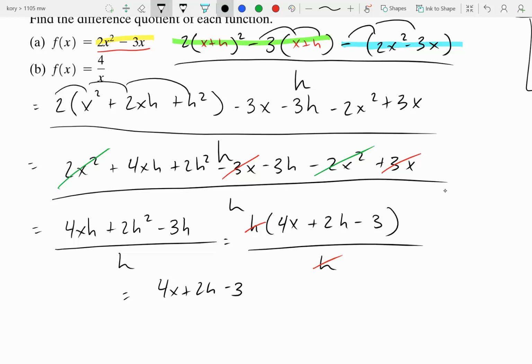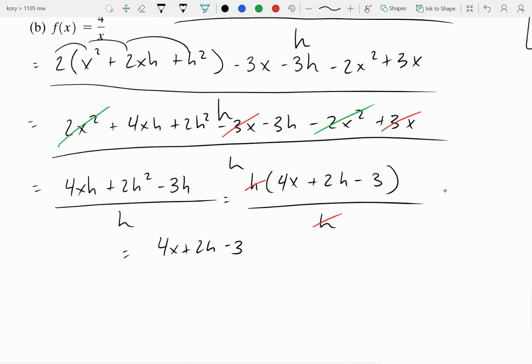Now, if you're really confused with what we did, I will try to, after the test, go over a few before we get into 3.3 and 3.4 and so on. Alright, and that's it. So part B.